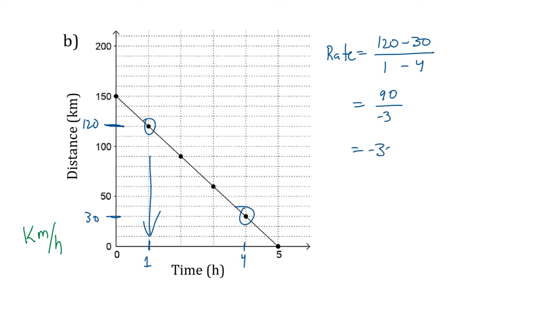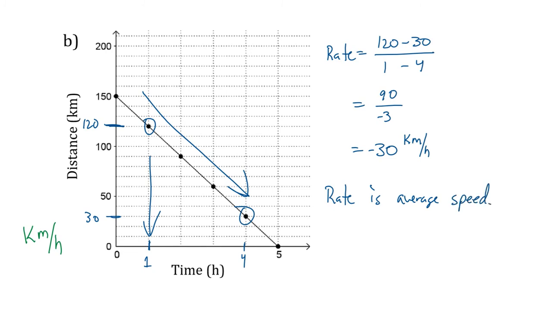What is going on with that negative? Well, you probably have already figured out it's because that line is going down. So it makes sense that that is negative. I'll add in the units here, kilometers per hour. So the rate is average speed, or just speed would be fine. Okay, and in this case, their speed is going in reverse. Or they're going towards their home instead of away from their home, or whatever the situation is.